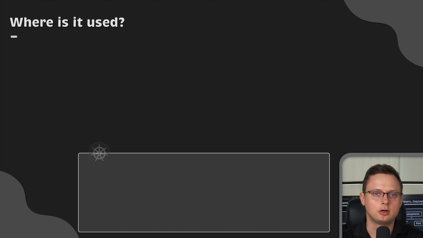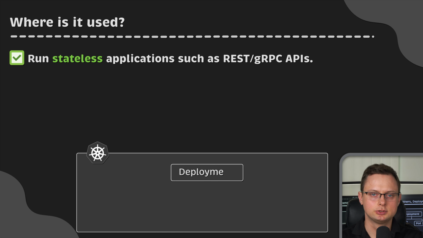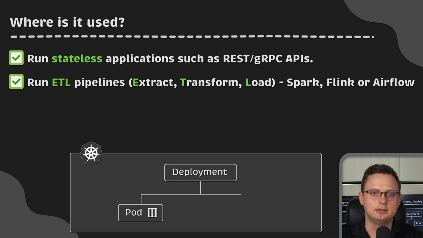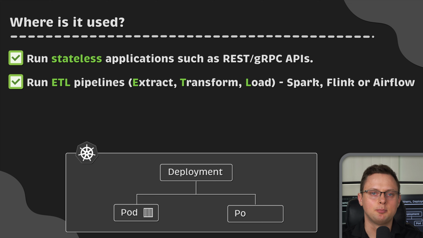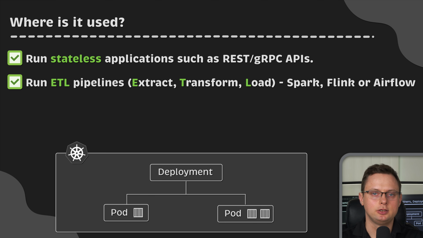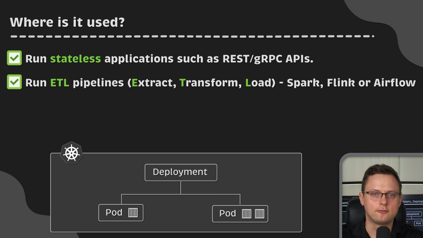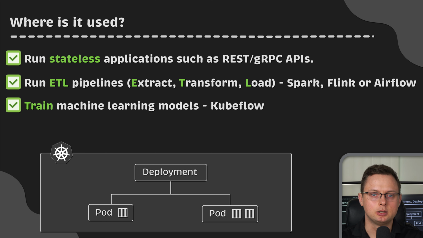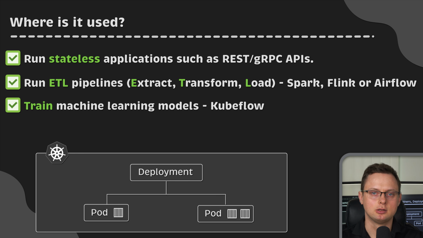Kubernetes won the container orchestration war. It's not just used to run stateless applications. It's also commonly used in data science to create ETL pipelines that extract, transform, and load data using Spark, Flink, or Airflow frameworks. Plus, it's used to train machine learning models using open source projects like Kubeflow.